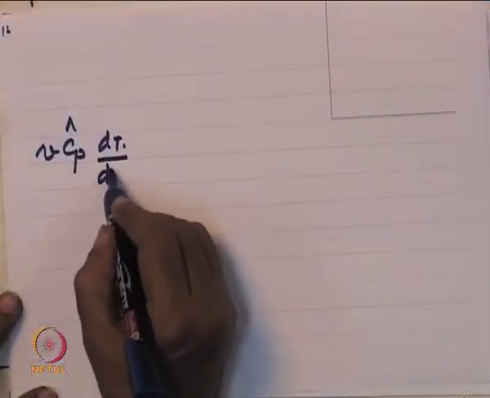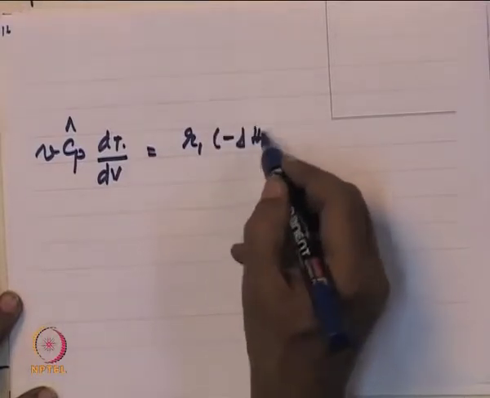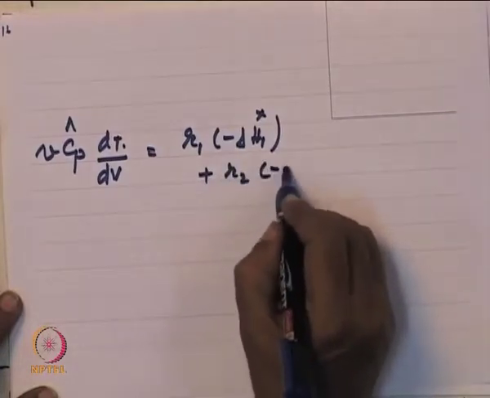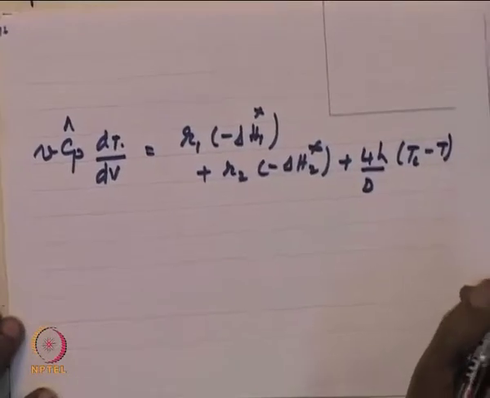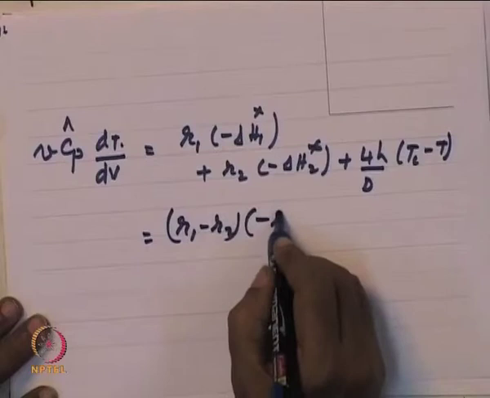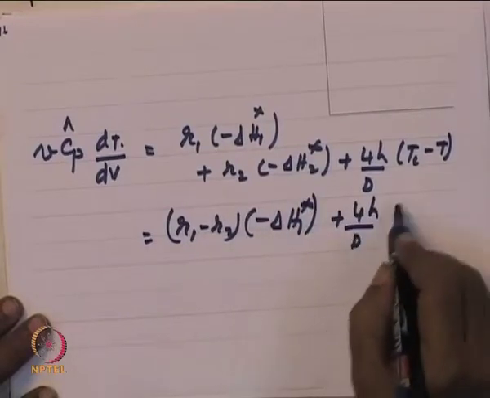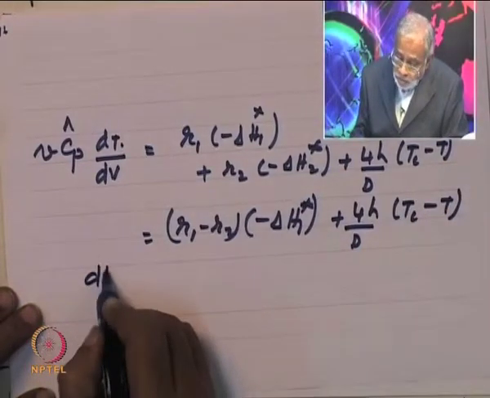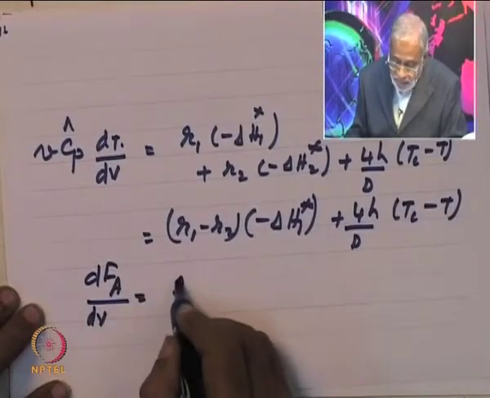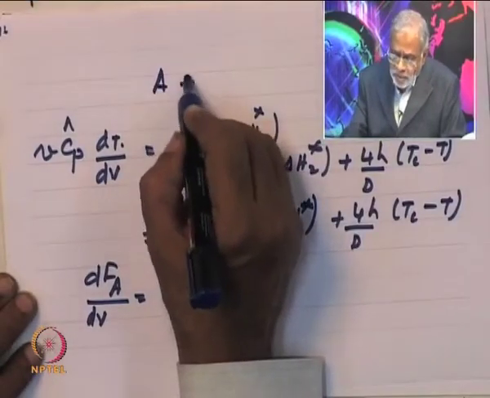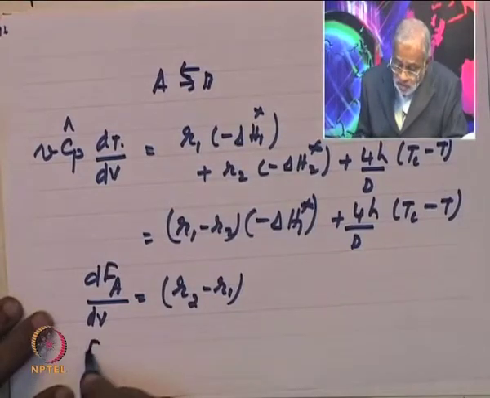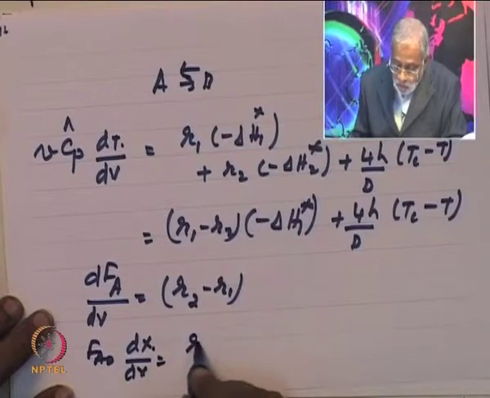Now, I just want to draw your attention to our energy balance, and to the delta H1 star, plus R2 times minus delta H2 star, plus 4H by D into (Tc minus T). This energy balance equation is also written as (R1 minus R2) times minus delta H1 star plus 4H by D into (Tc minus T). We also know from our material balance that for a plug flow reactor, with the reaction A going to B and B going to A, dx by dV equals R1 minus R2.